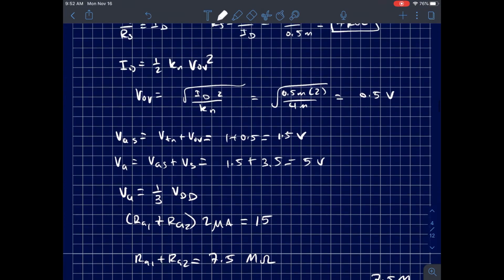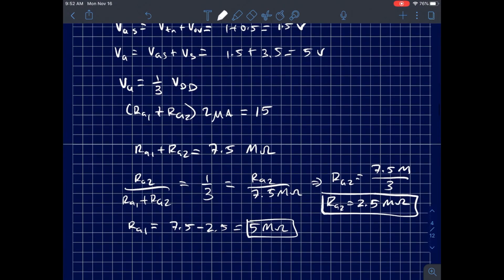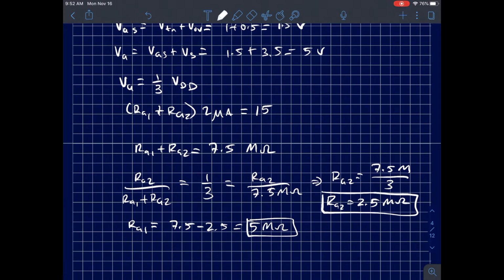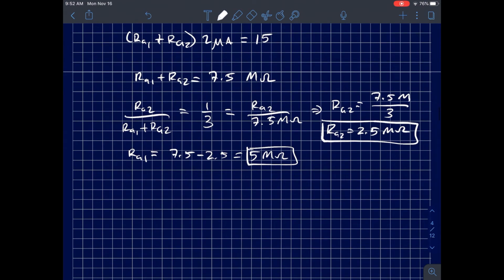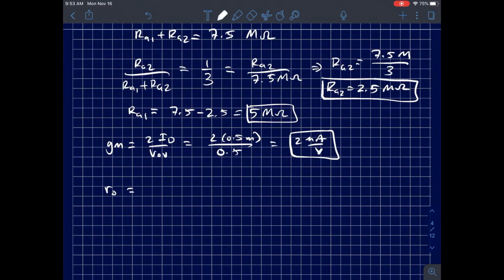So far what I've found is RD, RS, RG1 and RG2. Those are the things I need to bias, and then the other part of the question asked me to find gm and ro. gm is 2 times ID over V overdrive, which is 2 times 0.5 mA over 0.5, which is 2 milliamps per volt. The last part is little r naught, which is the early voltage divided by the drain current, which is 100 over 0.5 mA, so 200 kiloohms.